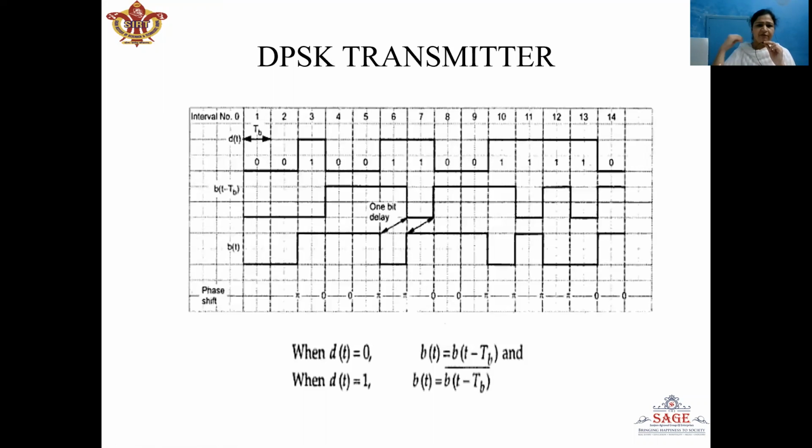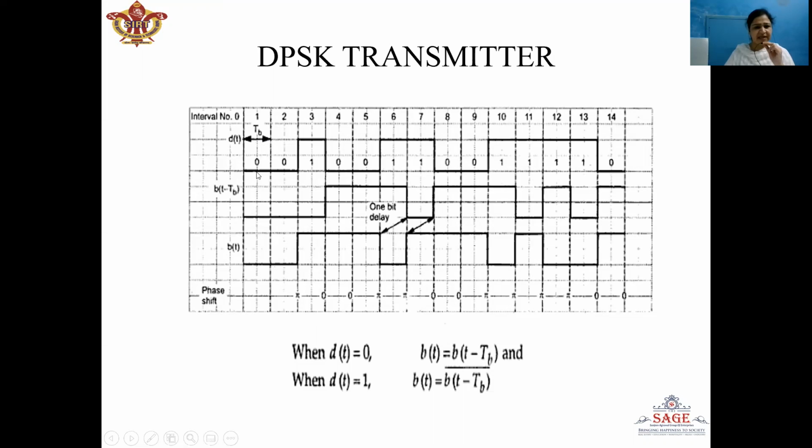Now we will understand the DPSK transmitter with the help of the waveform. Here, DT is the arbitrary sequence which is represented in the form of 1 and 0, where each bit is represented by the bit duration TB. Now, BT minus TB is a 1 bit delayed version of BT. So this is the BT signal, and here we can see that BT minus TB is delayed by 1 bit from BT.